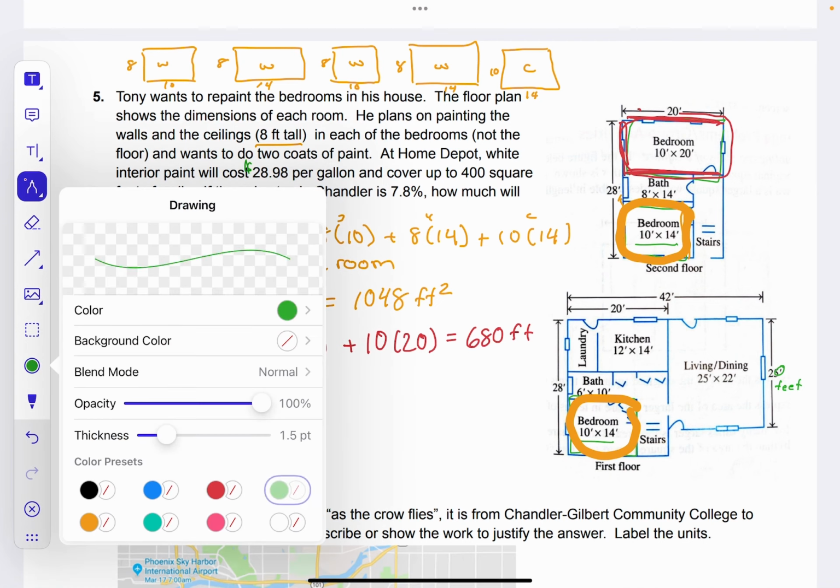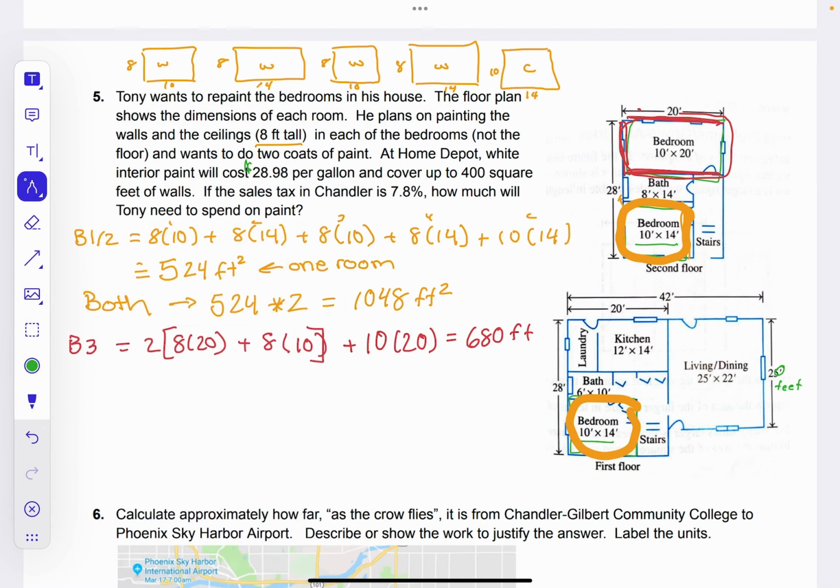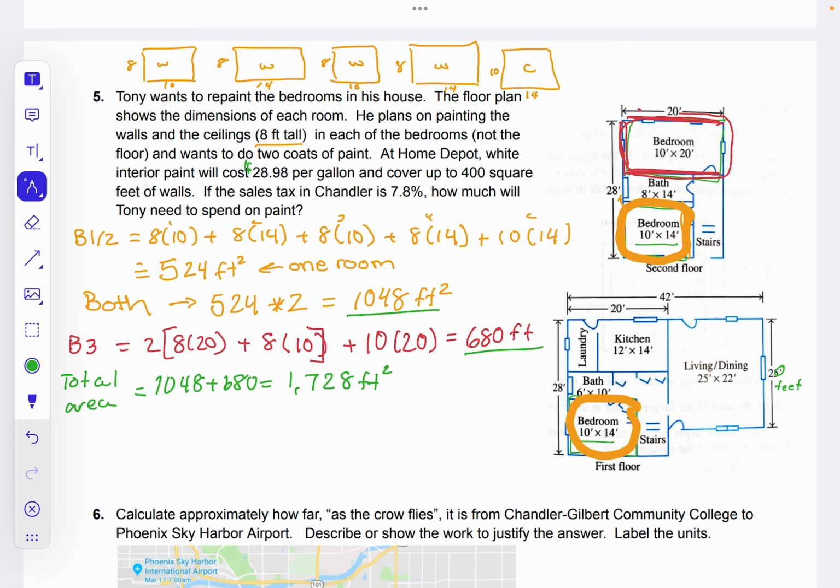All right, so we have the area of bedrooms 1 and 2 put together, the area of bedroom 3 put together. So the total area is going to equal whatever 1,048 plus 680 is. And so that comes out at 1,728 square feet.